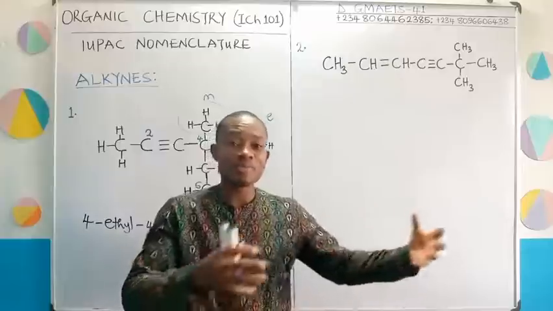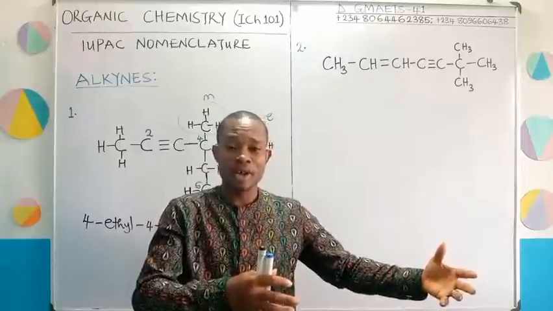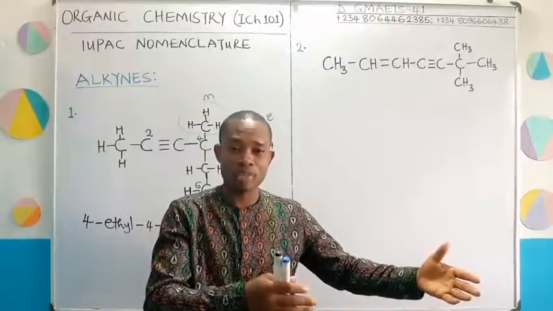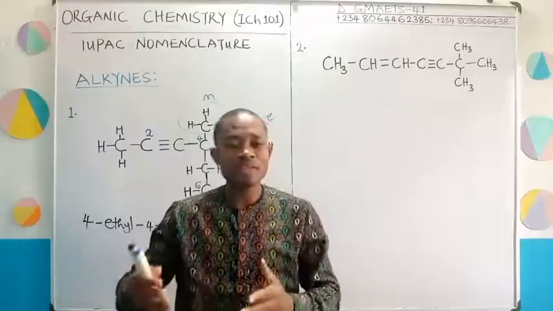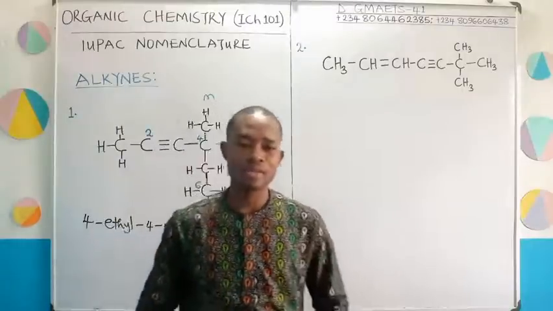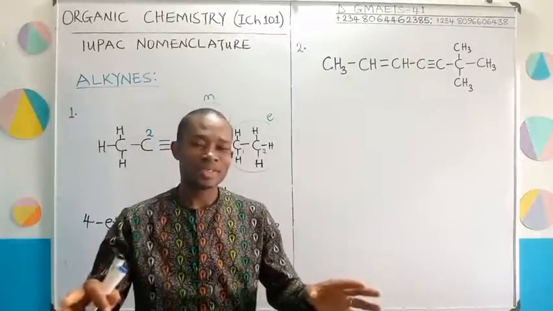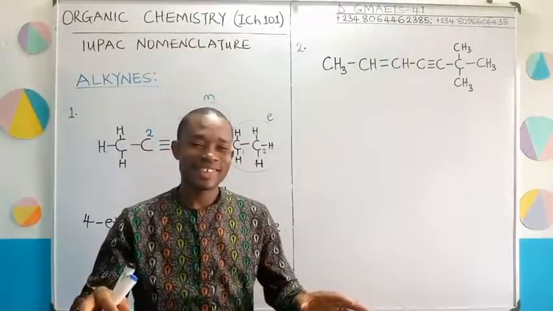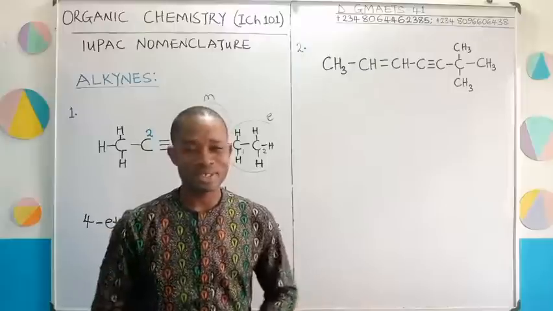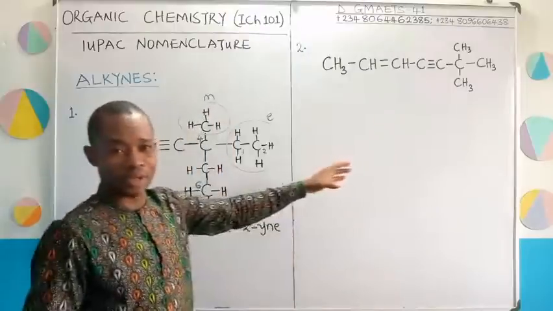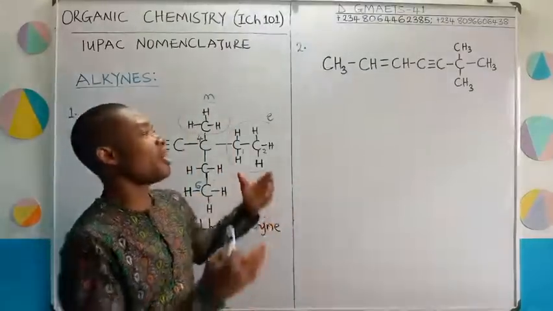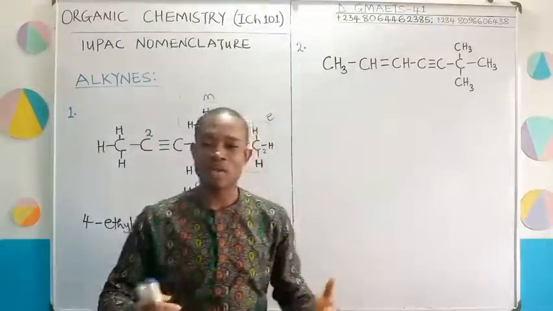Now, when I look at this structure and say, wow, this thing is complex, because of course, you have double bond functional group there. Alright, that is alkene functional group, double bond. And we have alkyne functional group, triple bond. Don't you worry, okay? I am right beside you to guide you. We're going to do this together.